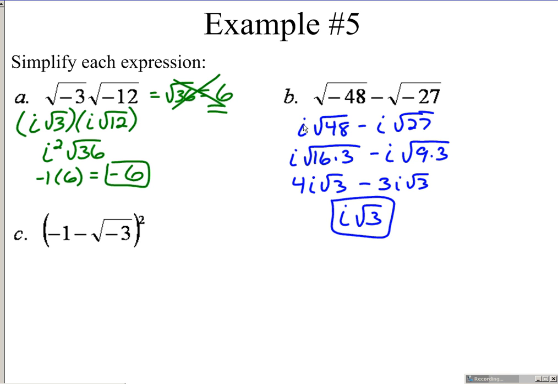Letter C, squaring a binomial. Remember, when we square a binomial, it always becomes a FOIL situation. So this is negative 1 minus i root 3 times negative 1 plus i root 3. FOIL this out. We get 1 outer minus i root 3. Why did I change this? I'm sorry.